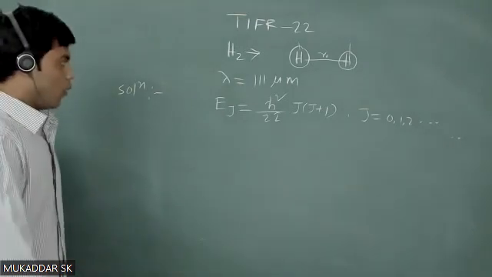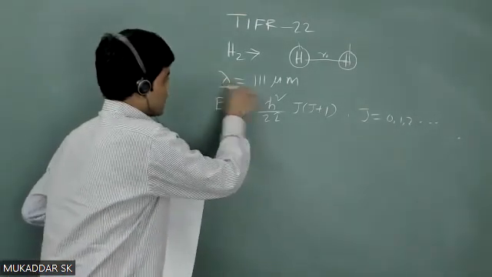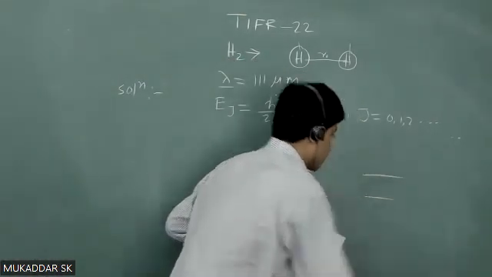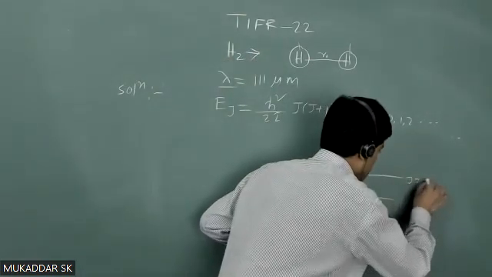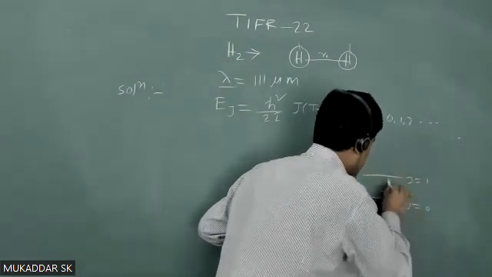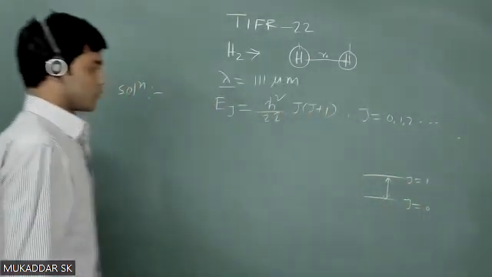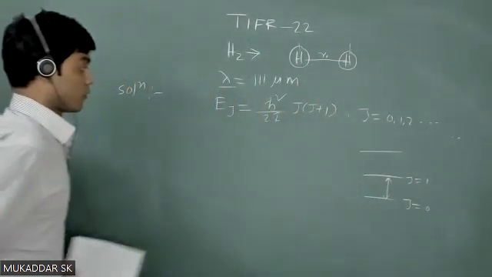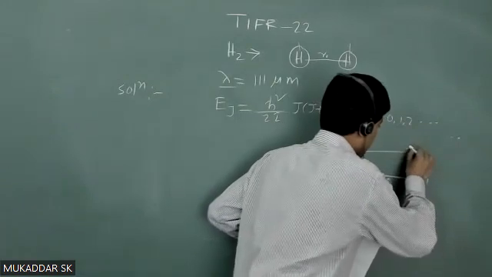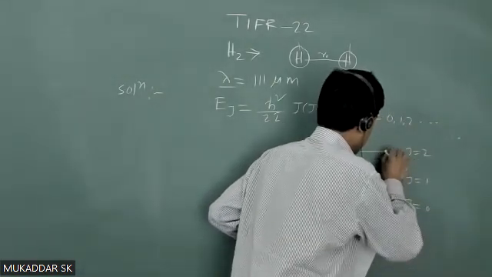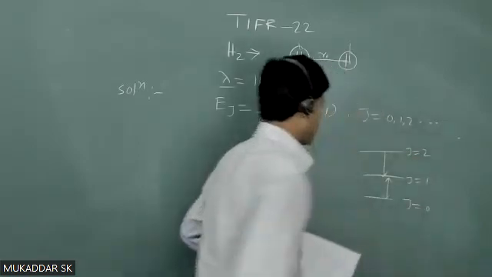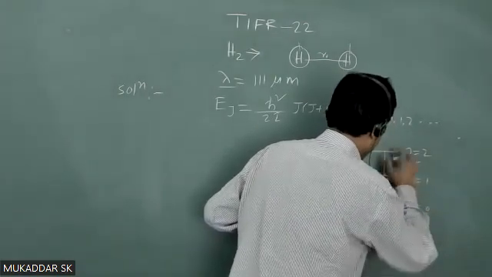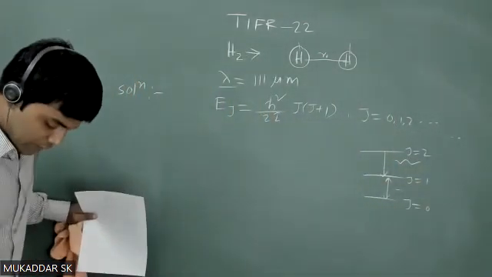Now, wavelength next to largest in the rotational spectrum, what does it mean? The largest wavelength will be possible when there is a transition of the molecule from J equals 1 to J equals 0, because this separation is smallest. So next to largest means the next largest wavelength. That means when there is a transition of the molecule from J equals 2 to J equals 1, that will provide the wavelength that is next to largest. So this will be the largest one and this will be the next to largest. Okay, so let us calculate this.